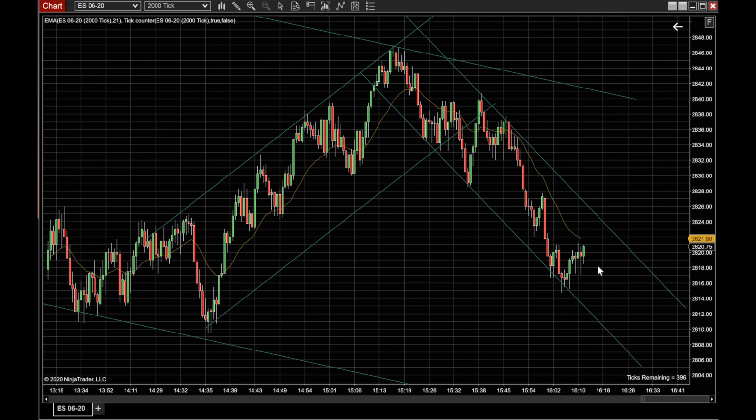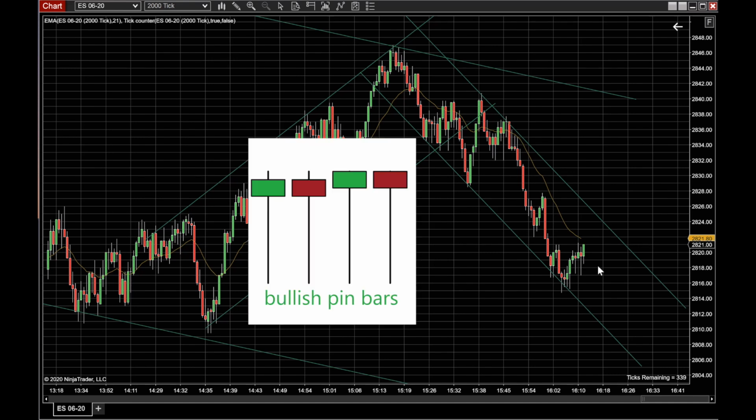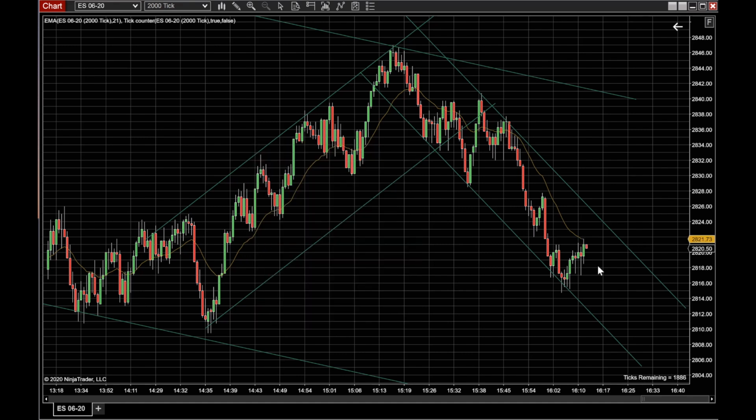So these kinds of bars are called bullish pin bars when you have these long wicks at the end and a small body at the top. And a bearish pin bar would be the reverse of this. In any case, we're starting the day with a loss of $150.